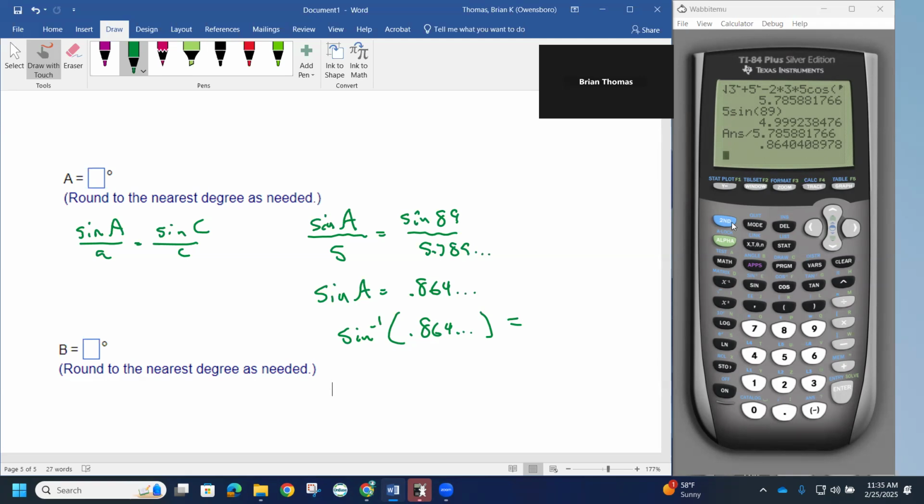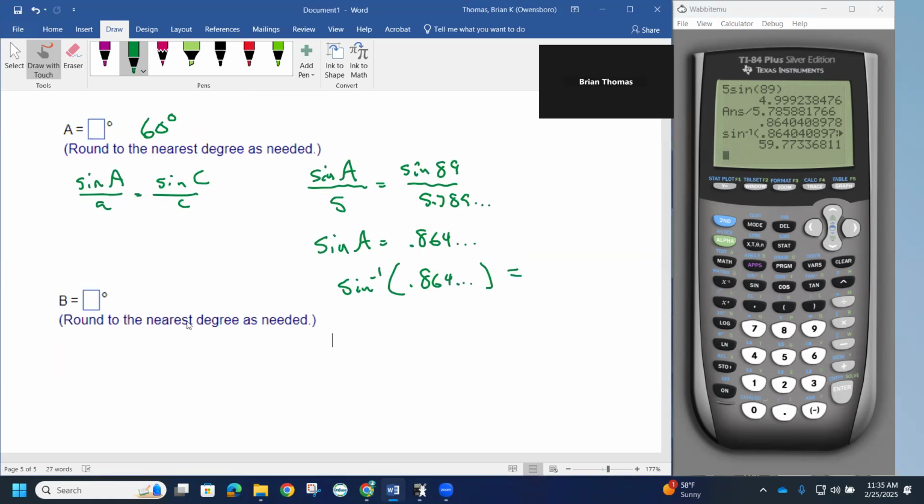So I'll go inverse sine, go up here and copy this in, close it. That allows me not to round. And that'll give me then the angle of 59.7. And they say round to the nearest degree, so that's going to be 60 degrees.